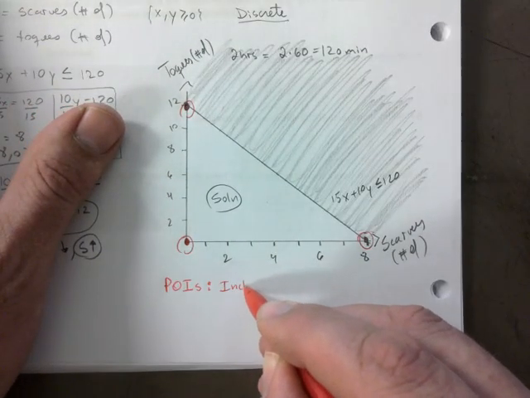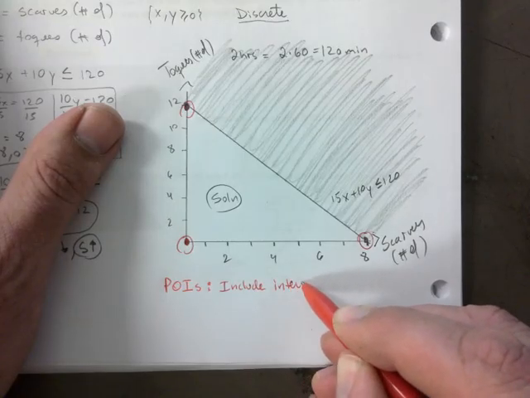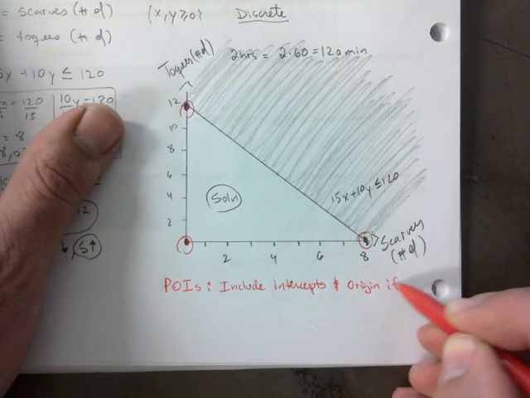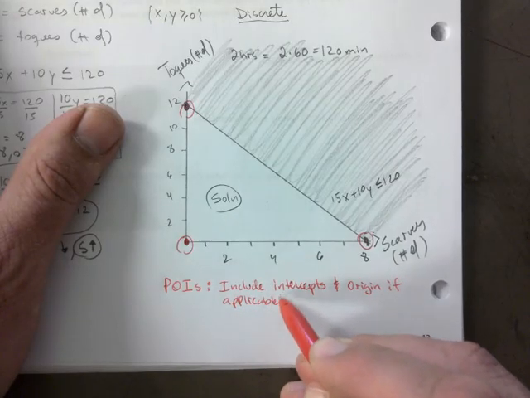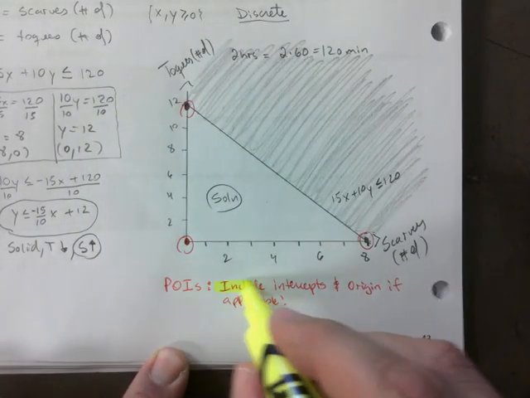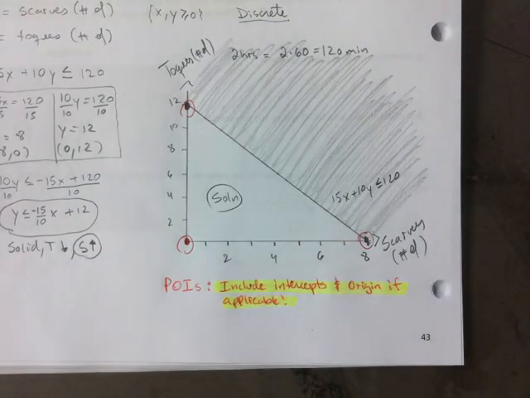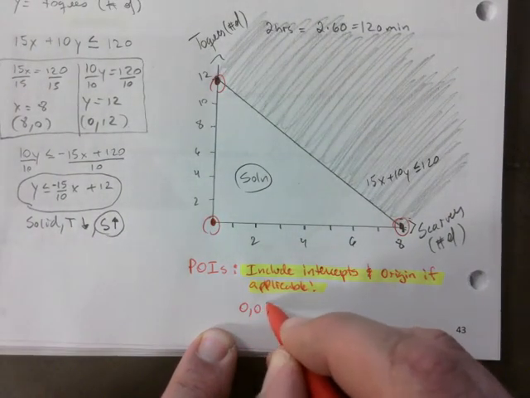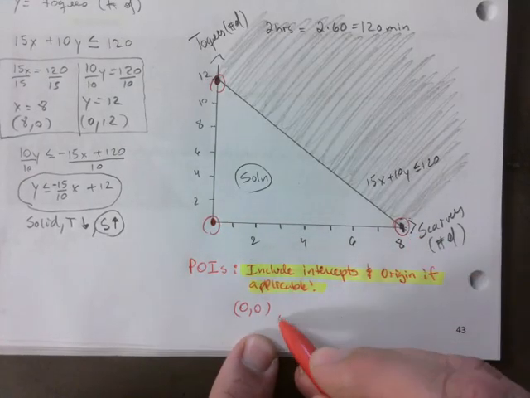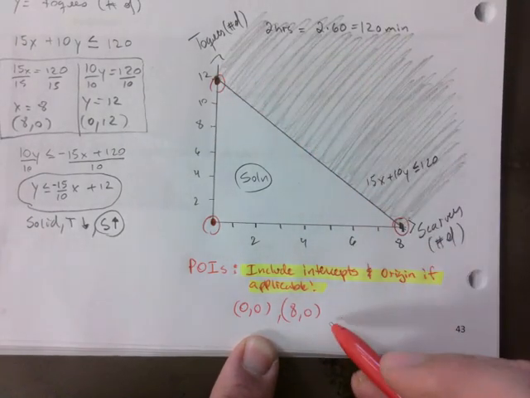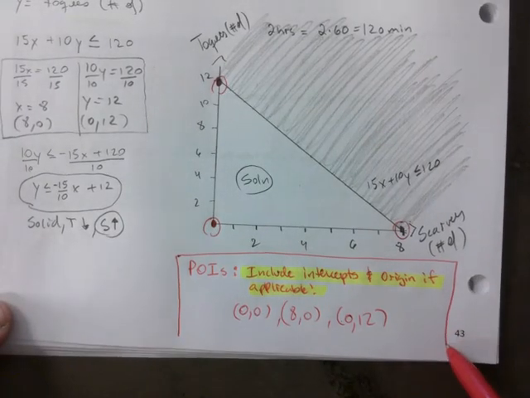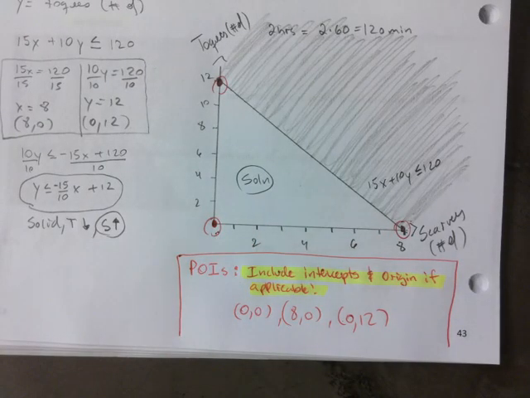So I'll just say include intercepts and origin if applicable. If those intercepts are surrounding the solution region, whoa, what happened there? It kind of smudged it. I see. So 0, 0 is one point of intersection, 8, 0, and 0, 12. Those are going to be important to us later on, especially when we have a system. We want the points of intersection. So this is somewhat new, right? That we're including the intercepts, including the origin.